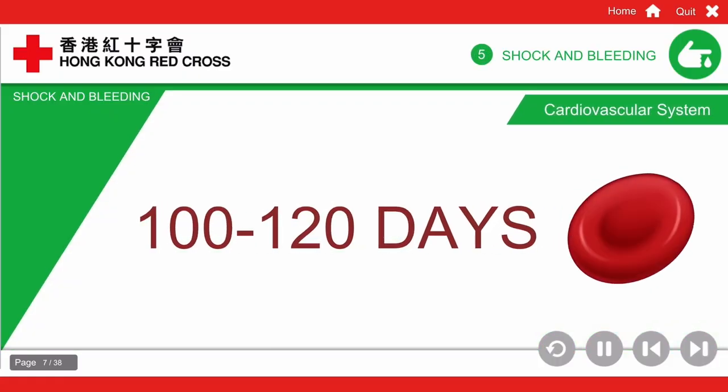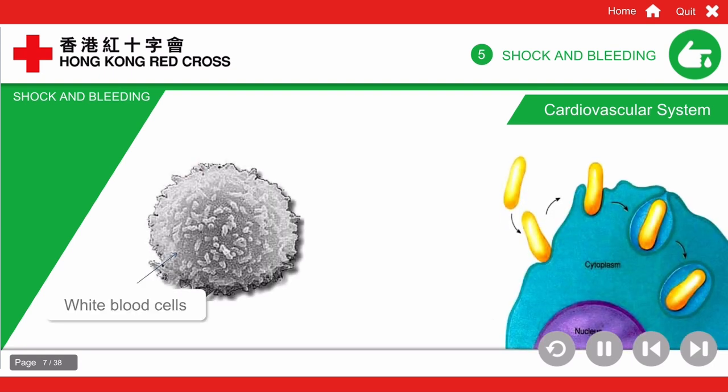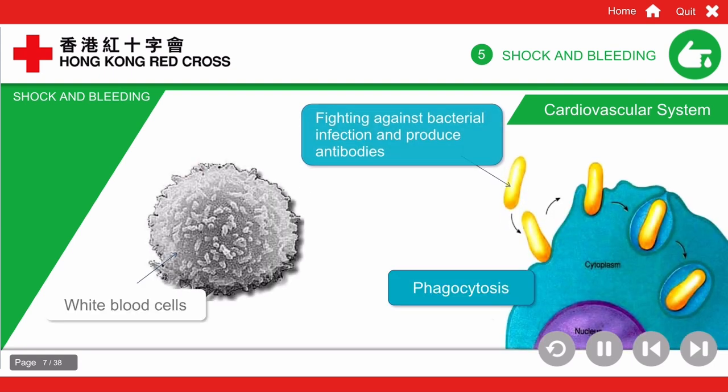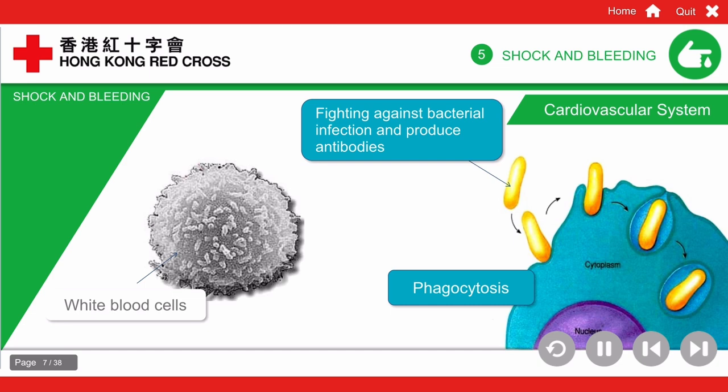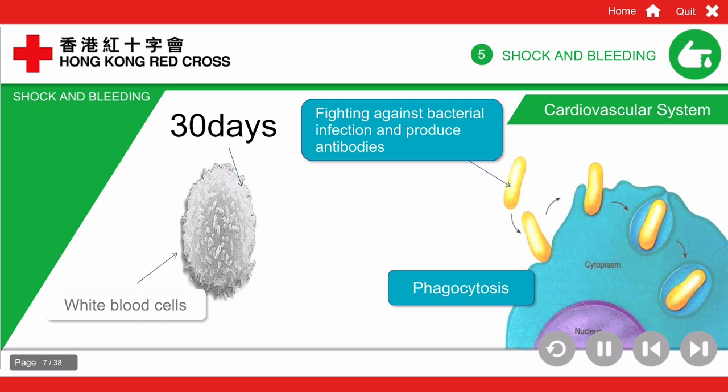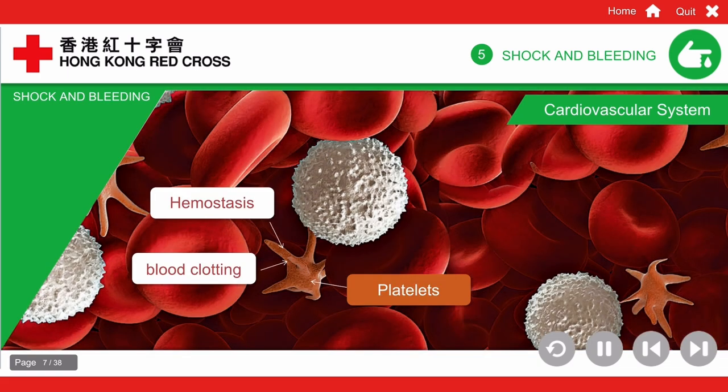Red blood cells are made by bone marrow, with each of them lasting for 100 to 120 days. White blood cells mainly help fighting against bacterial infection and produce antibodies. They only last about 30 days. Lastly, platelets help in blood clotting.